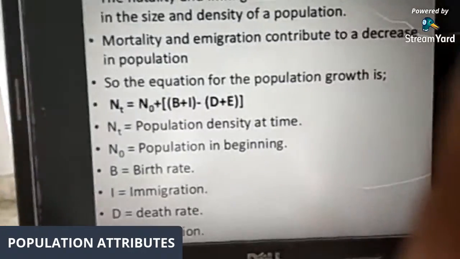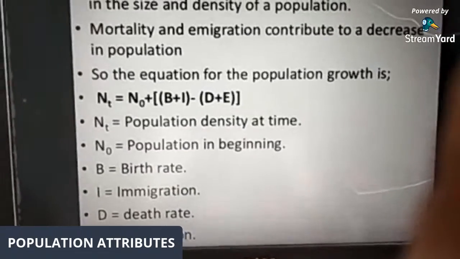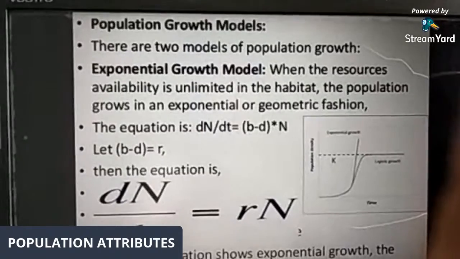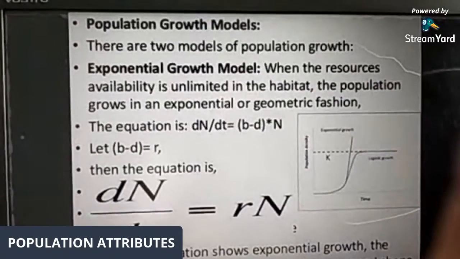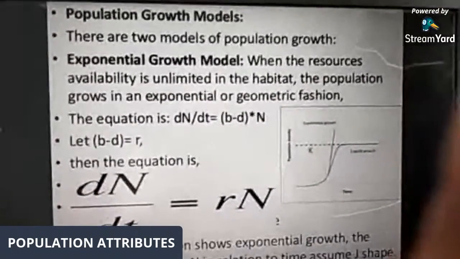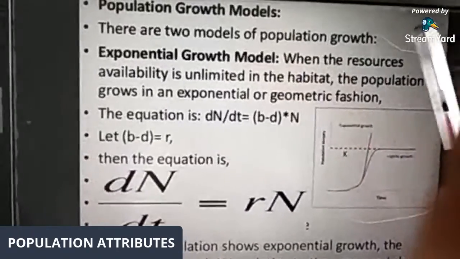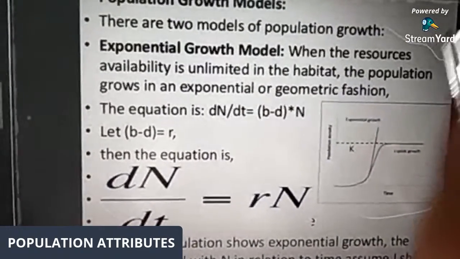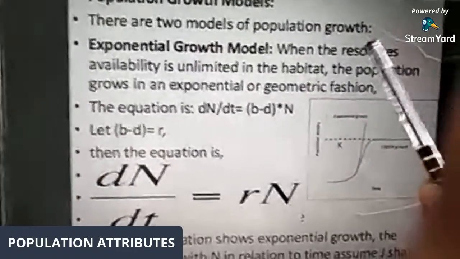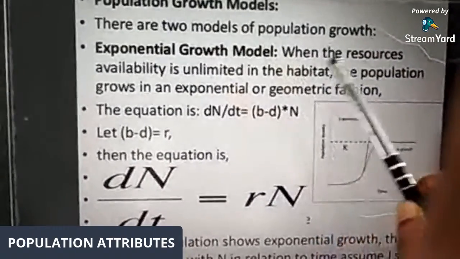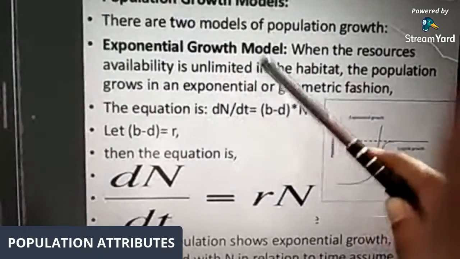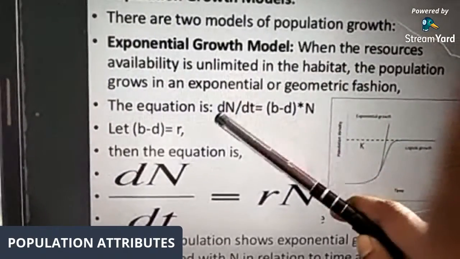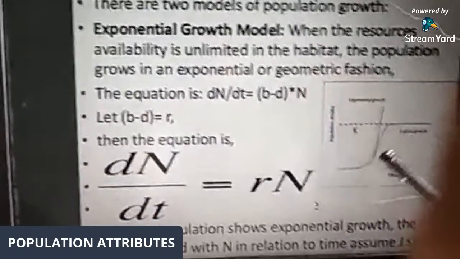So this is the basic formula or equation of the population growth. Next one is the population growth models. There are two models of population growth. First one is the exponential growth model, the J-shaped growth, and next one is the sigmoid growth model or S-shaped growth curve. The exponential growth model: when the resource availability is unlimited in the habitat, the population grows in exponential or geometric fashion.